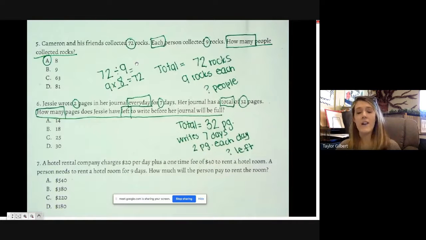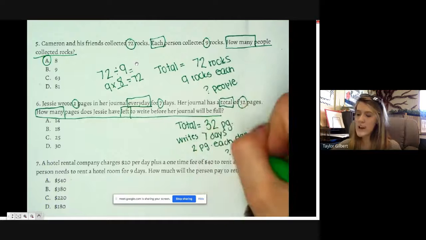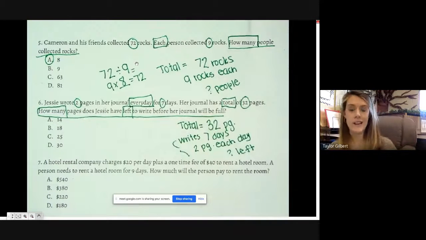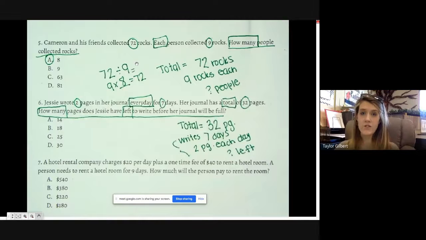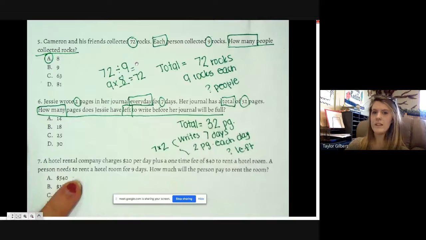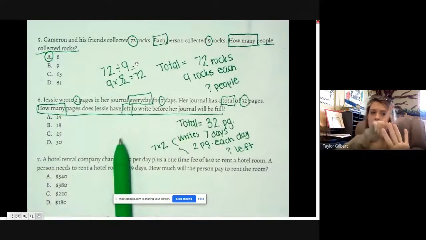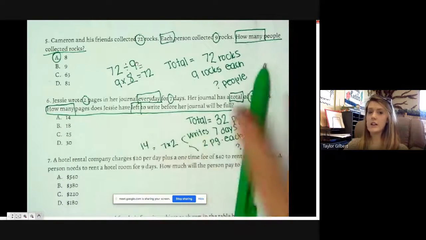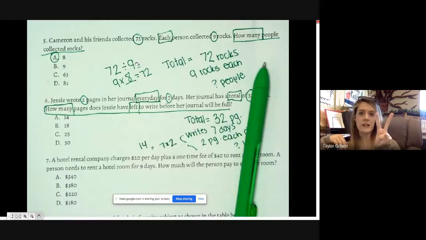Okay, so we have the total number of pages. Well, to see how many she has left, we need to first figure out how many she has written altogether. 7 days, 2 pages each day means we have to do 7 times 2. 7 groups of 2. 2, 4, 6, 8, 10, 12, 14. So this equals 14. Let's check with our 7s. 2 groups of 7. 7, 14.